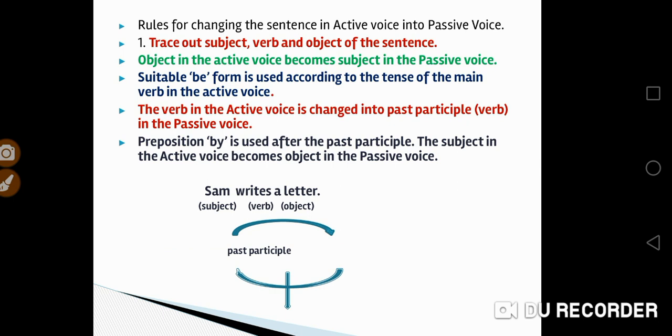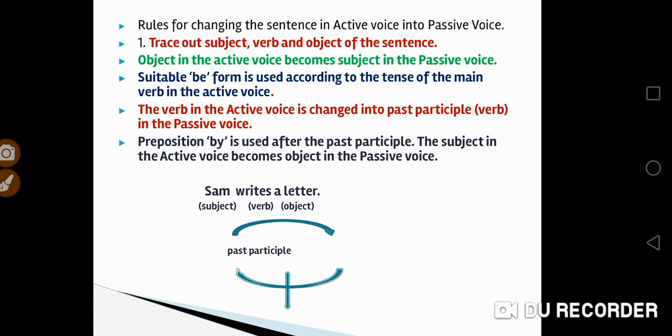Rules for changing the sentence in active voice into passive voice. Firstly, trace out subject, verb and object of the sentence. Object in the active voice becomes subject in the passive voice. Suitable be form is used according to the tense of the main verb in the active voice.